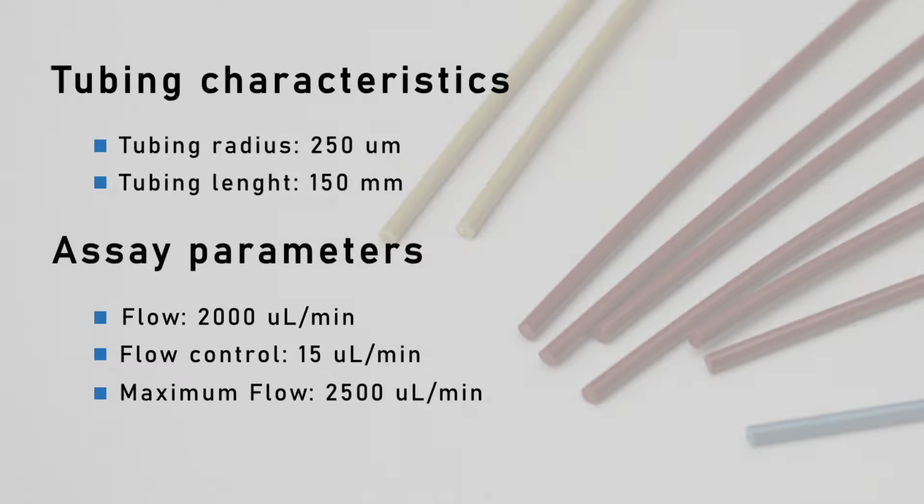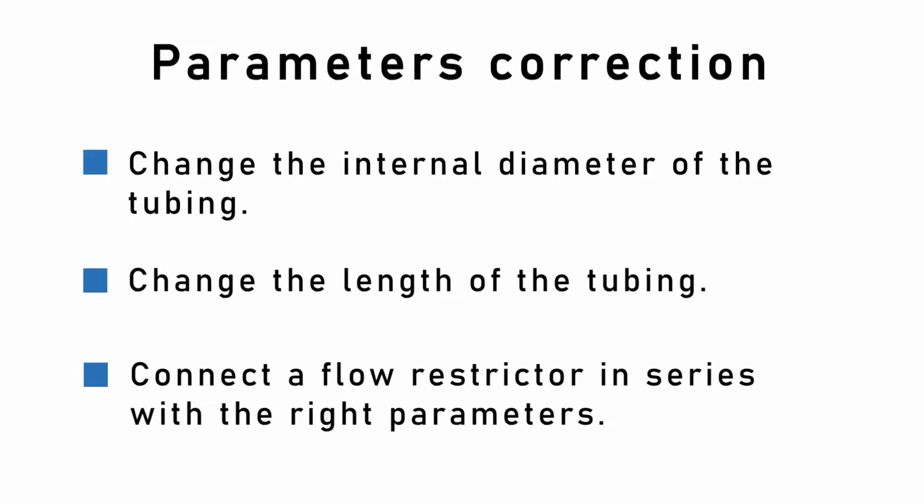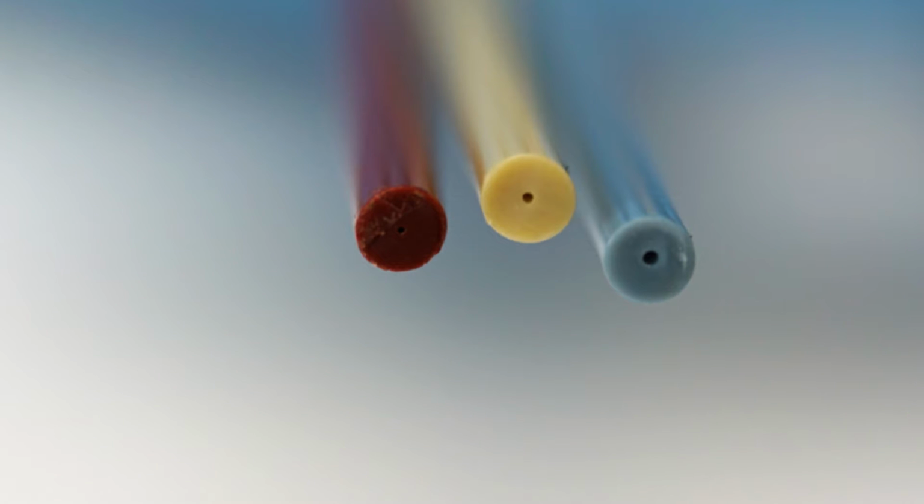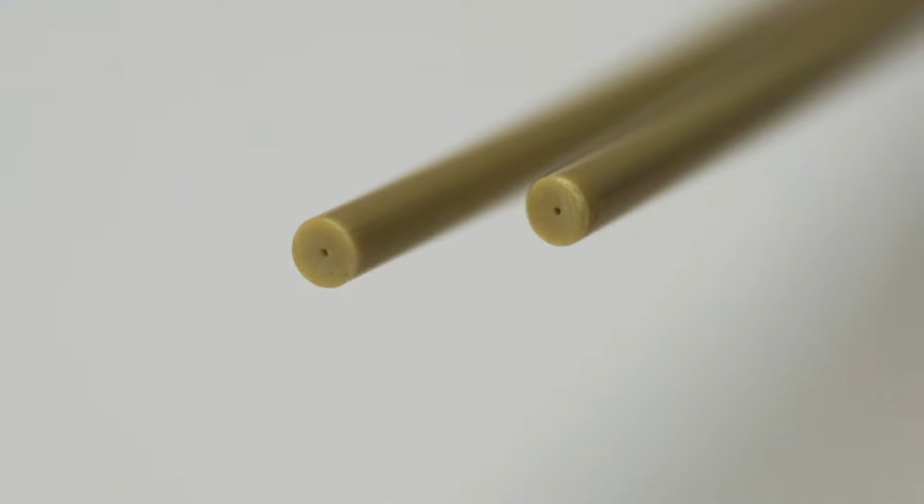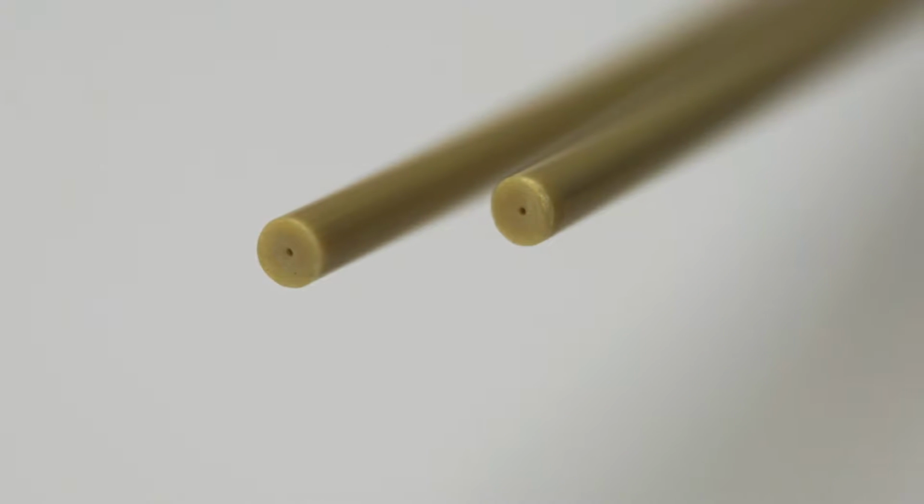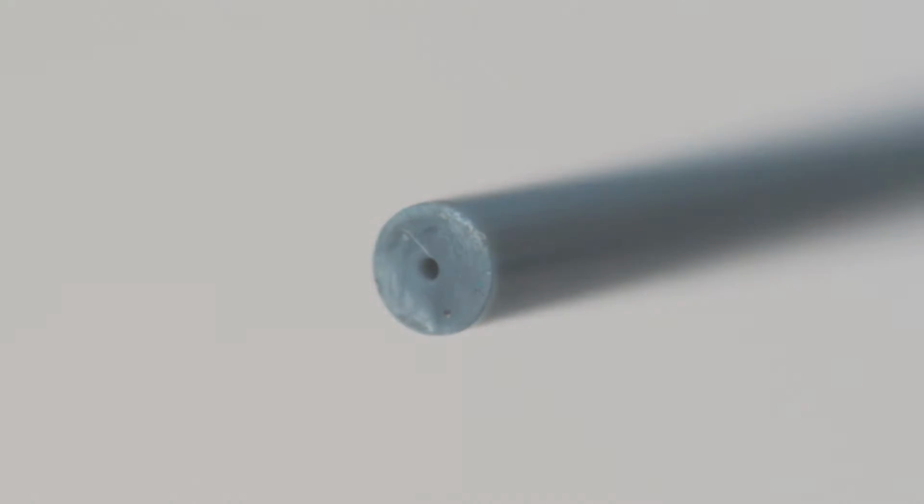This also means that if we want to have a 15 microliter per minute control, this configuration will not be sufficient. To correct this problem, we can do the following: change the internal diameter of the tubing, change the length of the tubing, or connect the flow restrictor in series with the right parameters. The flow restrictor or resistance is a capillary whose hydraulic resistance is selected to maximize the system's stability. This helps reduce the sensibility to noise from external pressures or vibrations.